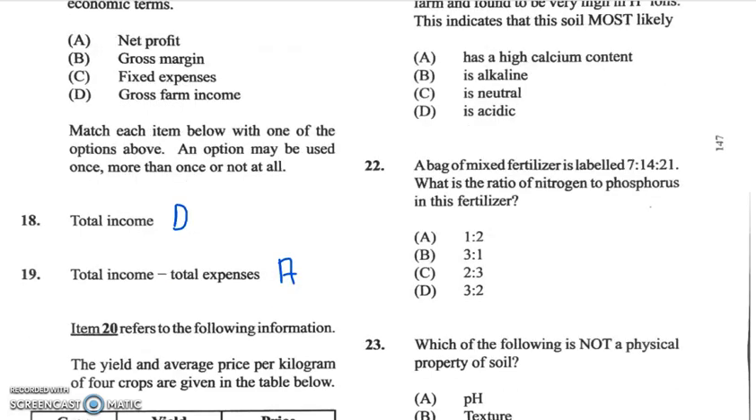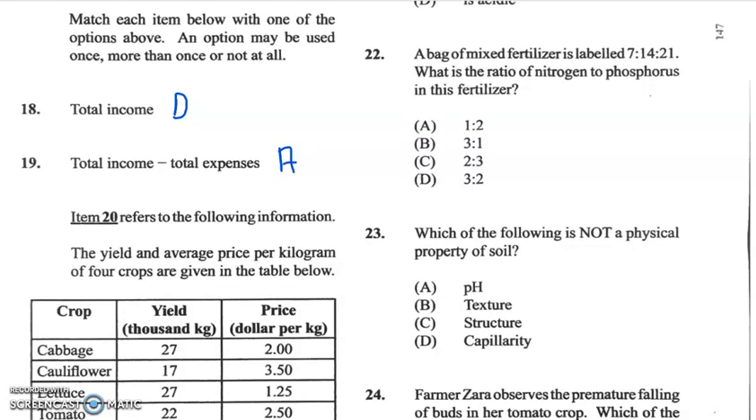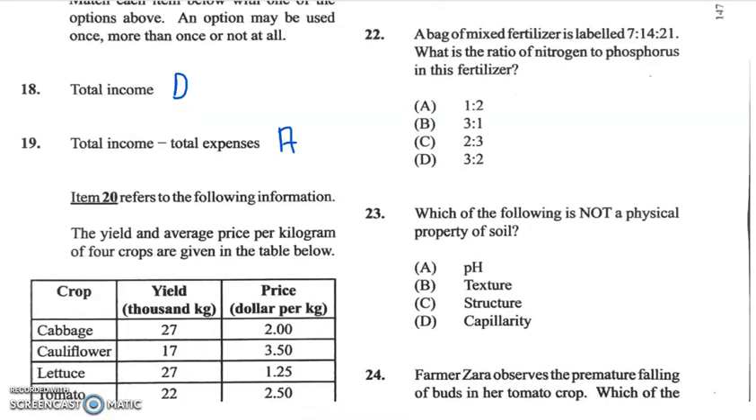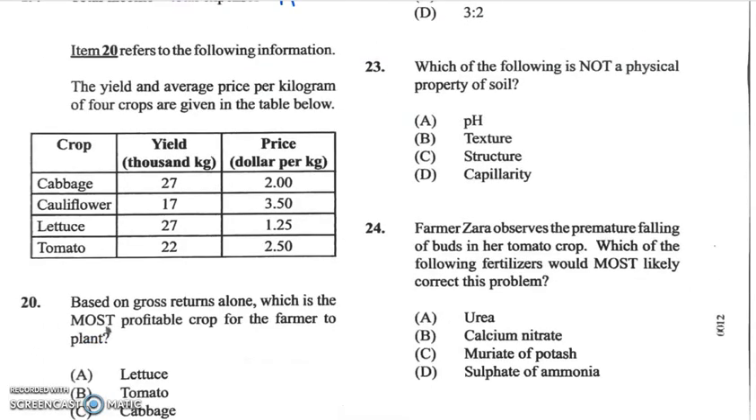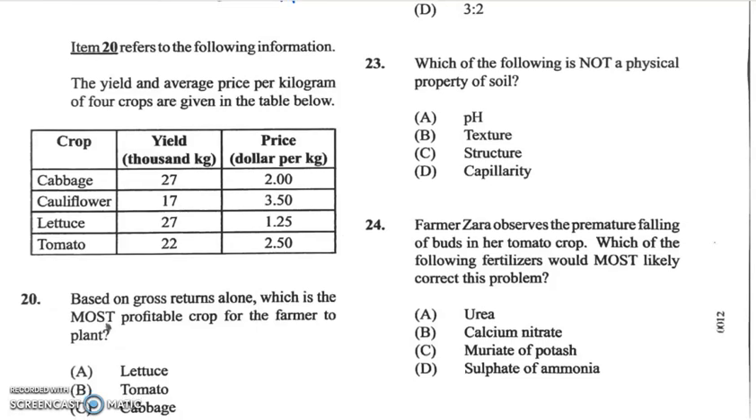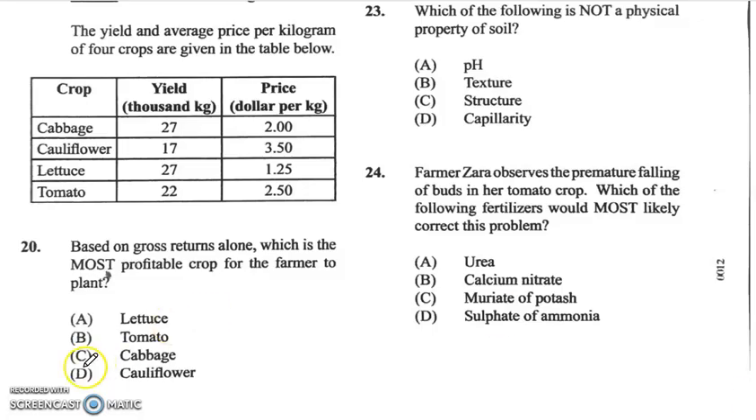Item 20 refers to the following information. The yield and average price per kilogram of 4 crops are given in the table below. Question 20. Based on gross returns alone, which is the most profitable crop for the farmer to plant? Based on the price times how much the farmer sells, the most profitable crop, based on the table, is cauliflower, and that is letter D.